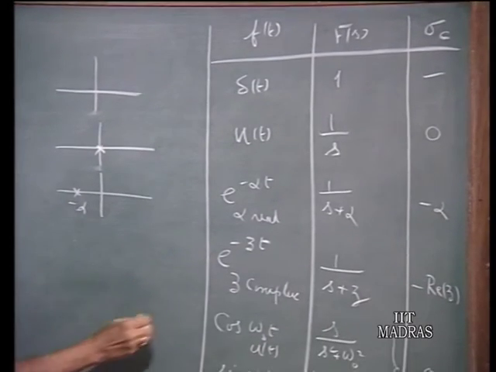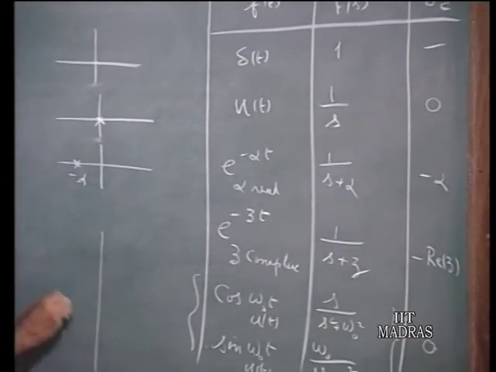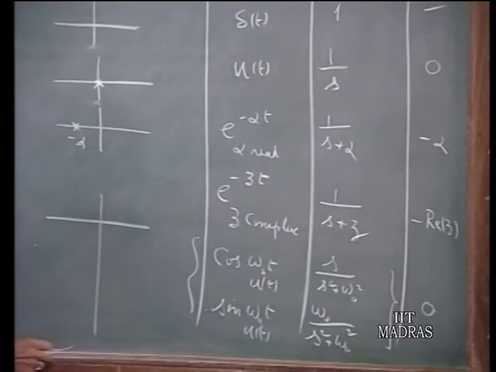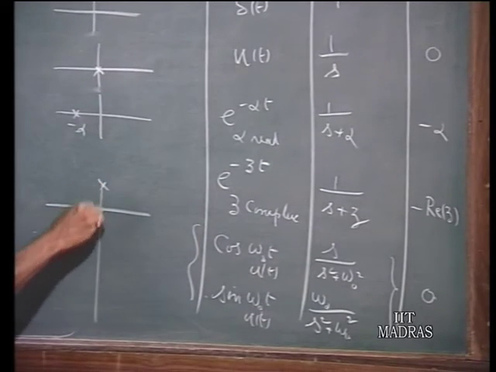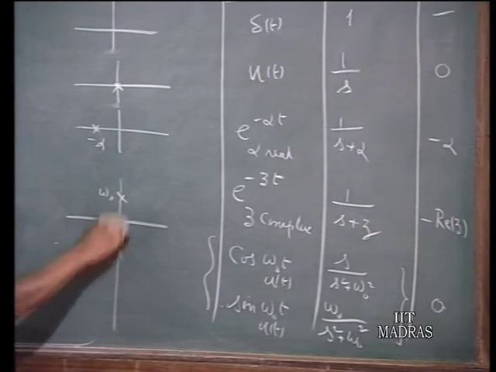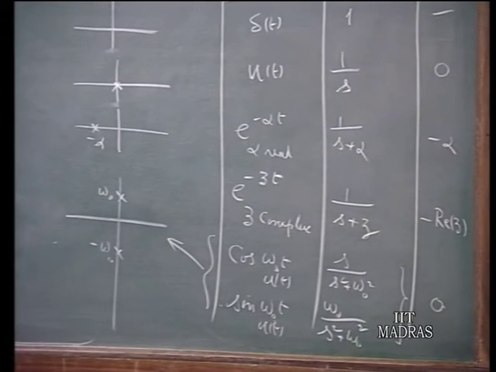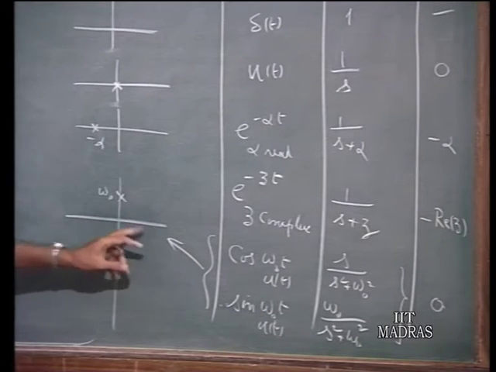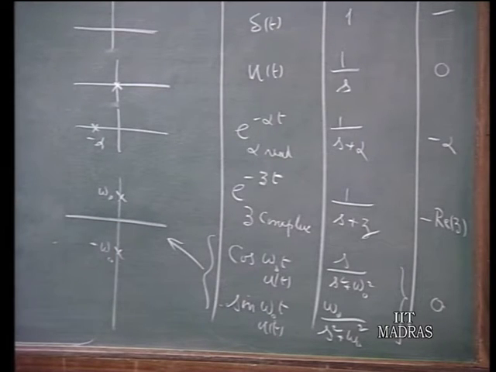Taking these, for the cos omega naught t and sin omega naught t, there are 2 poles at plus j omega naught and minus j omega naught. The zeros will depend upon the cosine function or the sine function as the case may be.